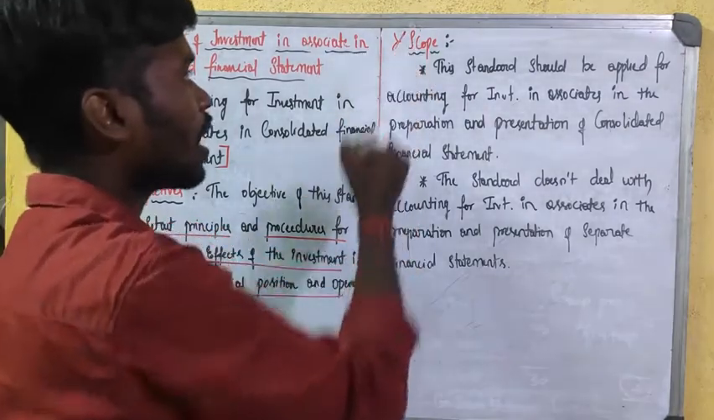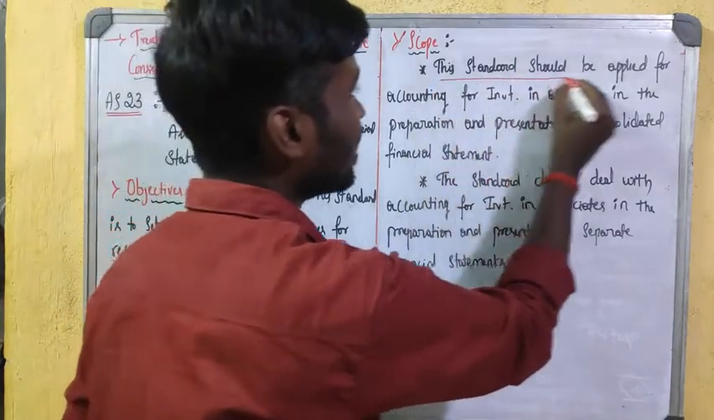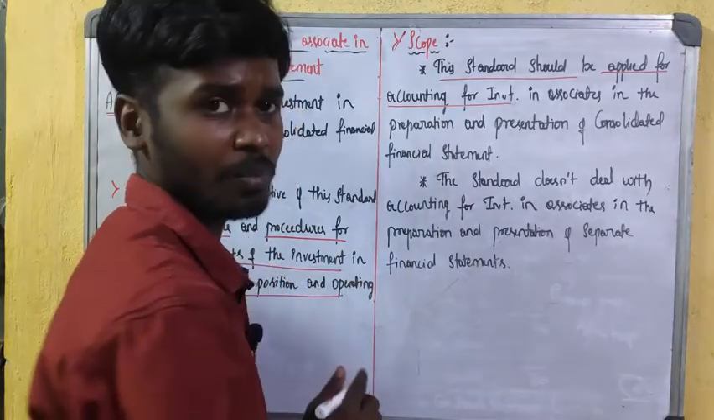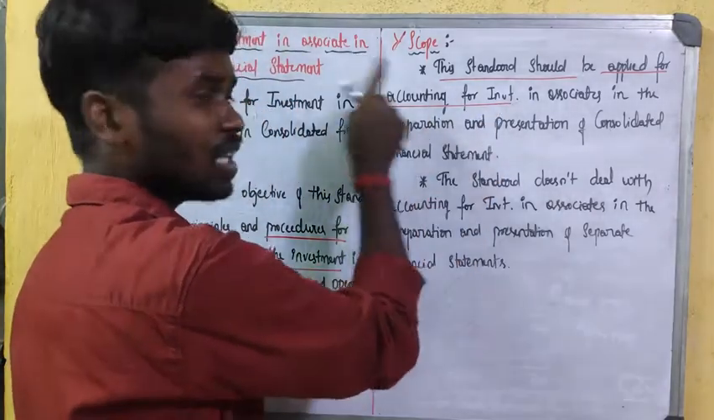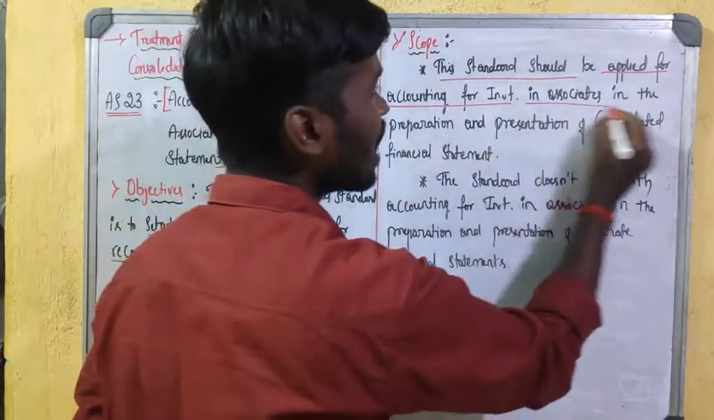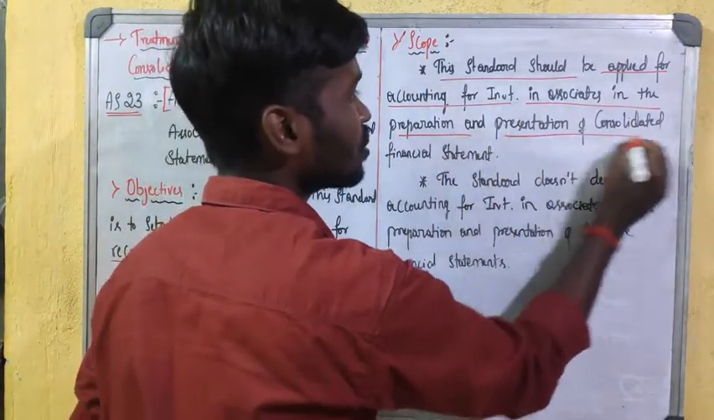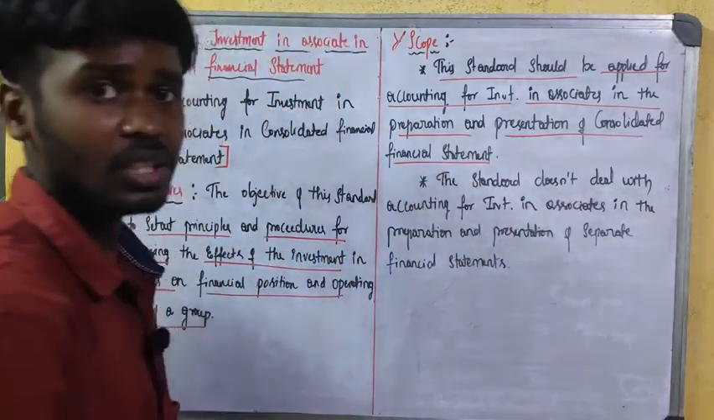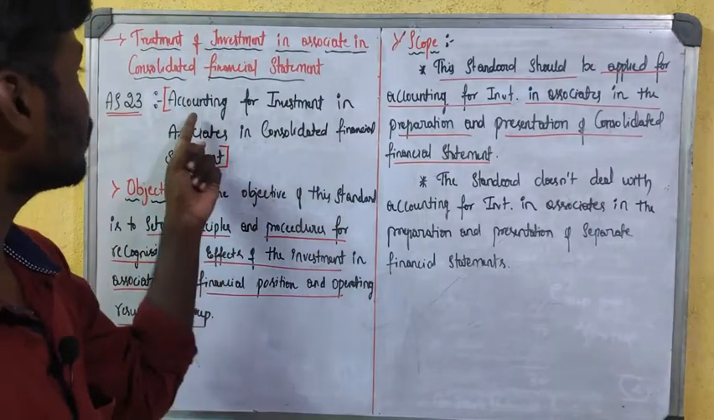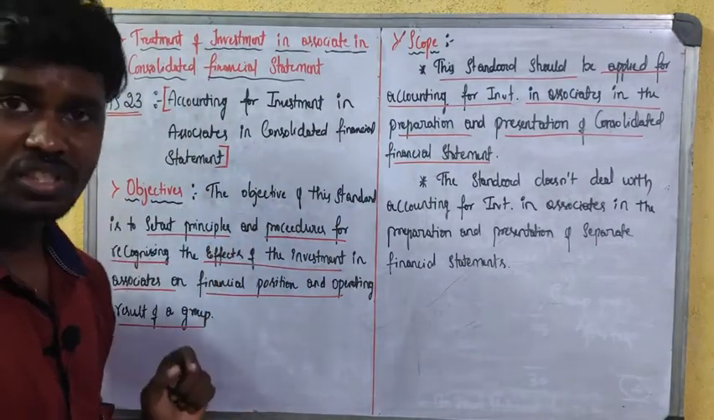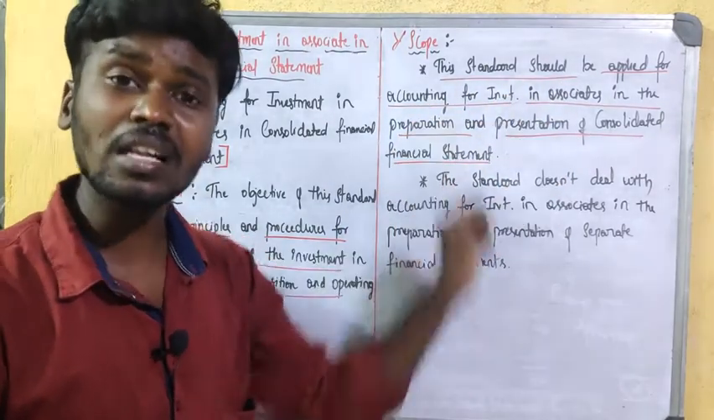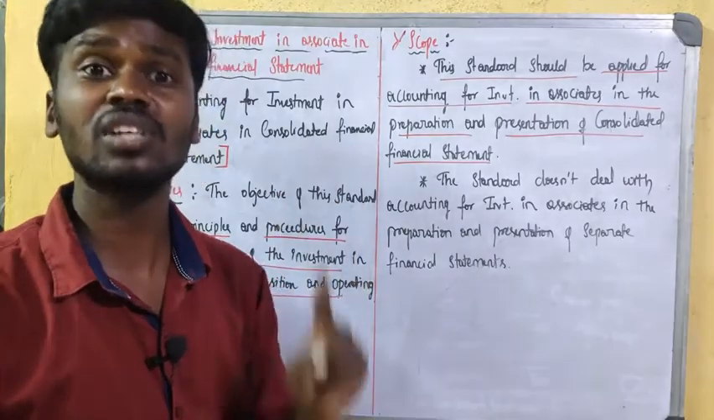And come to the scope or applicability. So this standard is specifically applicable for the accounting for the investment. So if the concept of investment comes, this accounting standard is particularly applied. But there is a condition. See, investment in associate in the preparation and presentation of the consolidated financial statement. So this accounting standard, that is investment in the associate in the consolidated financial statement, is applicable for the investment in the associate and also in the preparation and presentation of the financial statement.